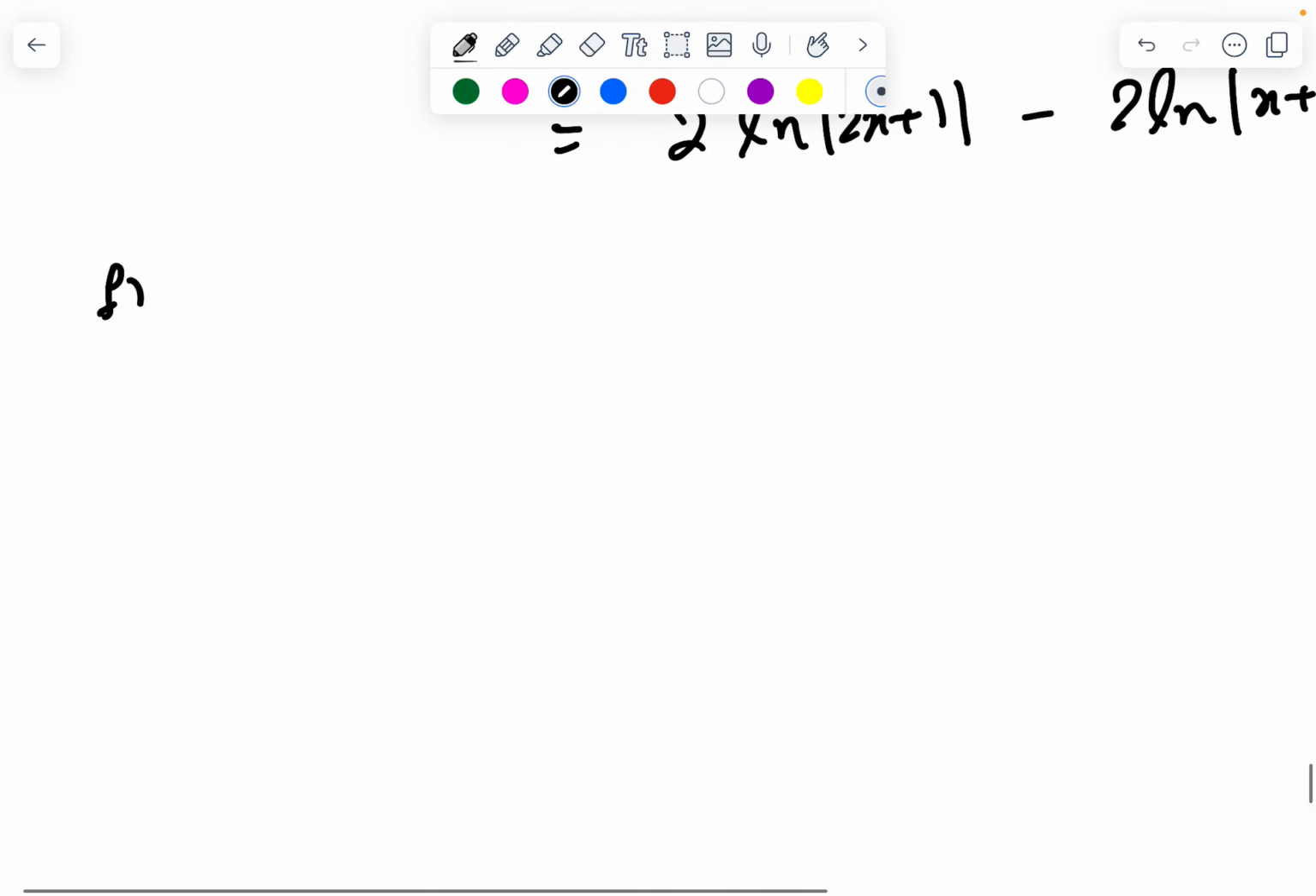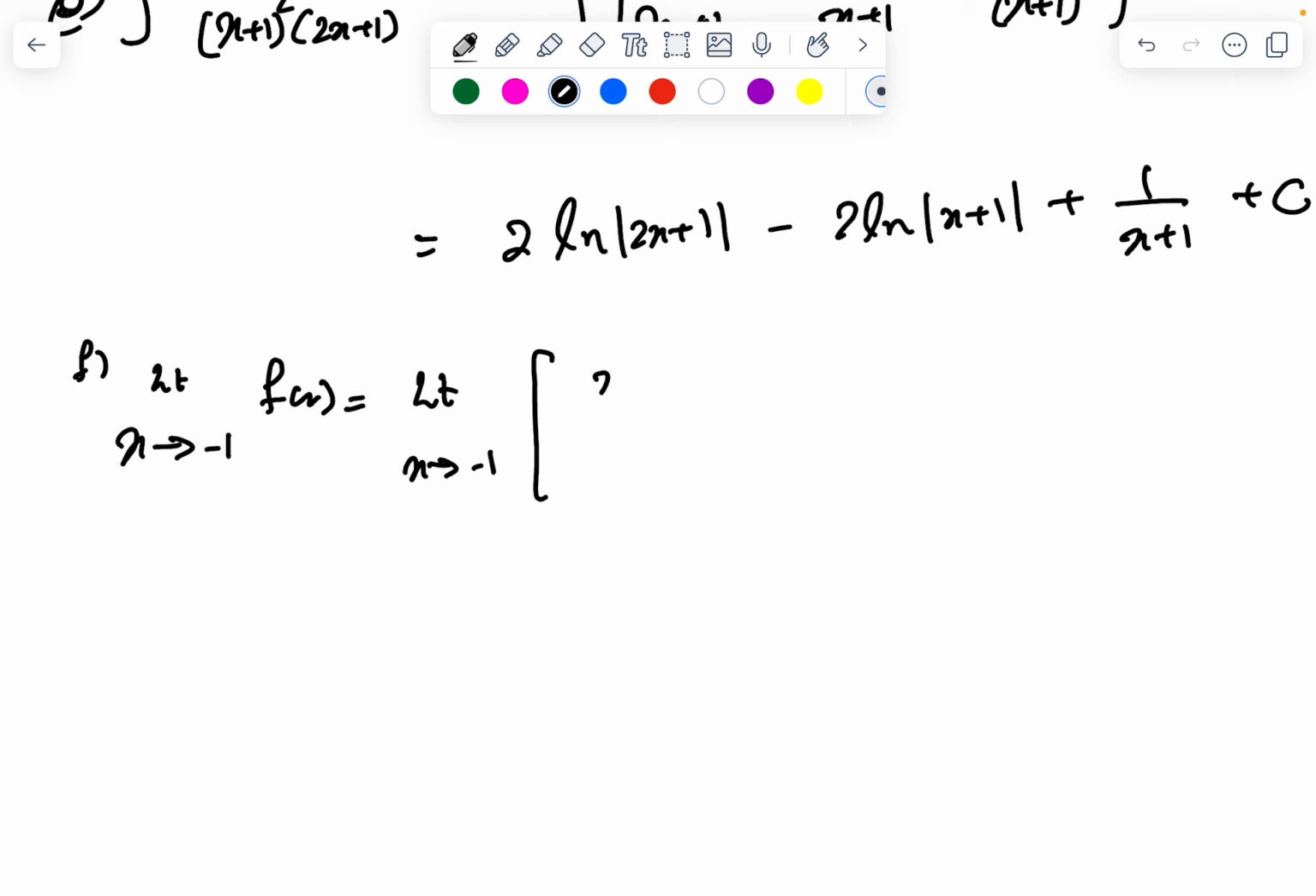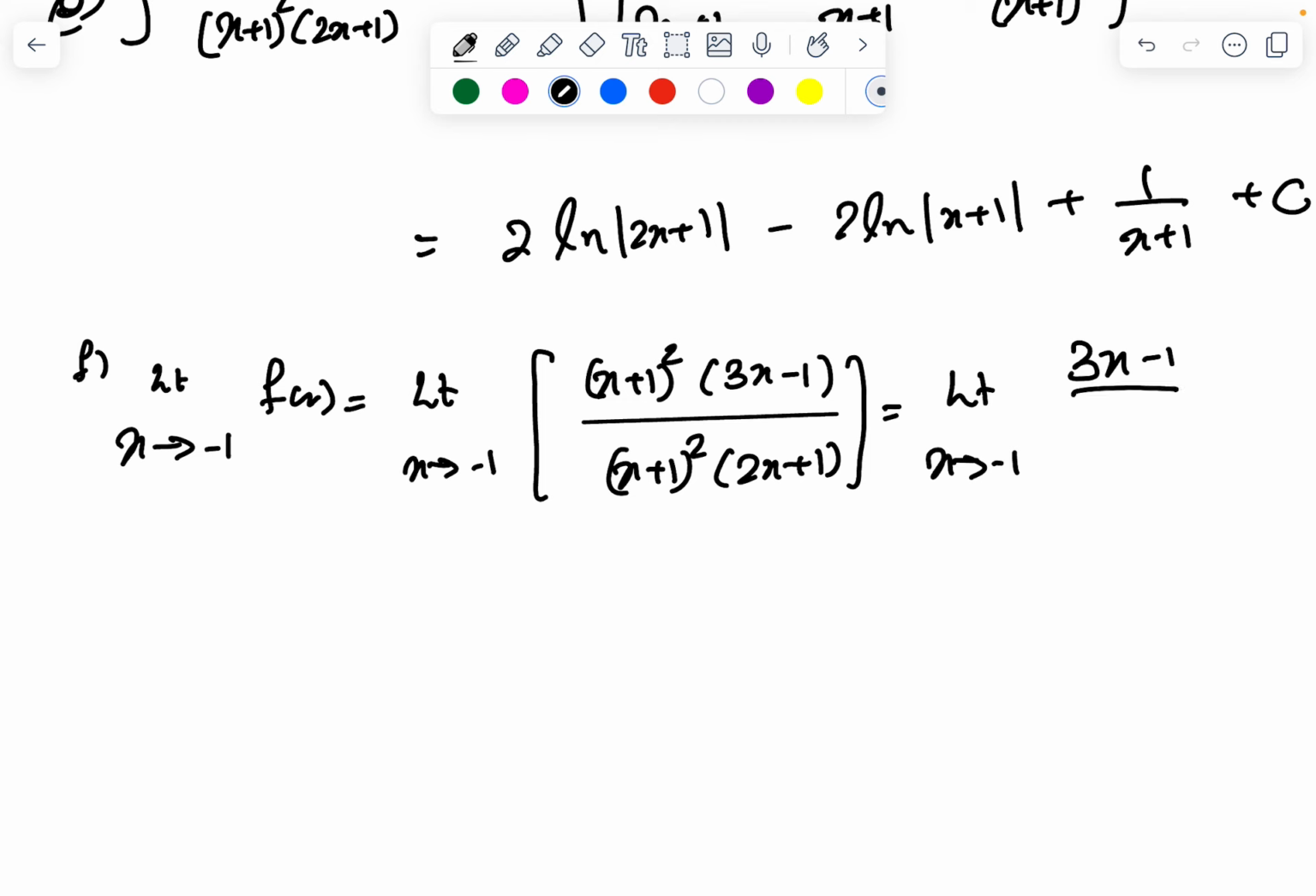Part F, limit x tends to negative 1, f of x is going to be limit x approaches negative 1, (x plus 1) whole square times (3x minus 1) divided by (x plus 1) whole square times (2x plus 1), which is going to be limit x approaches negative 1, (3x minus 1) by (2x plus 1). So plug in 3 times negative 1 by 2 times negative 1 plus 1, which is going to be 4.